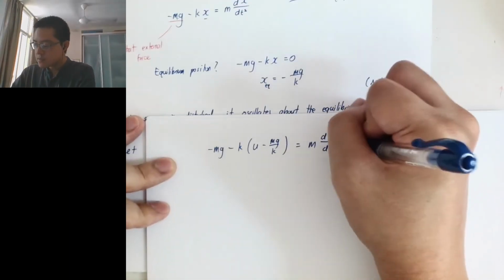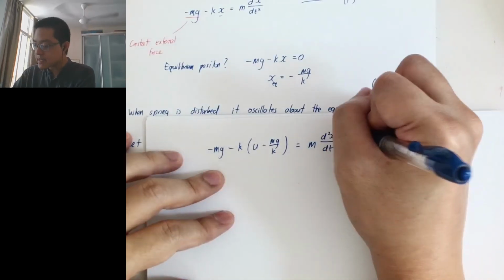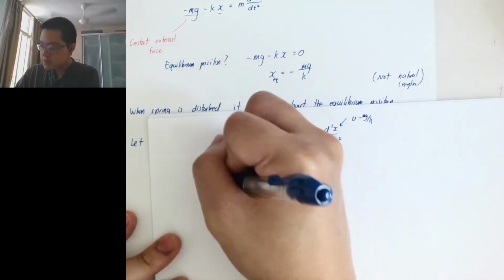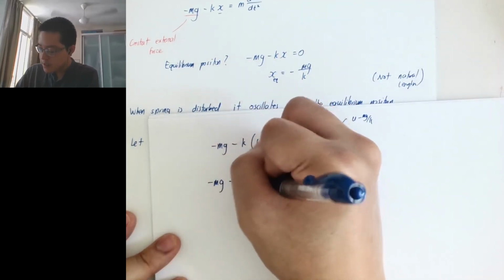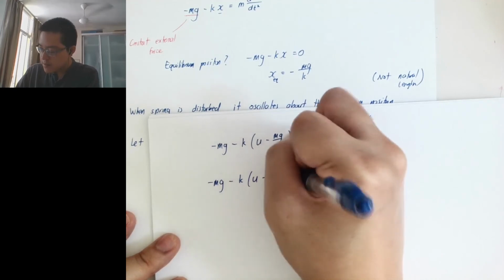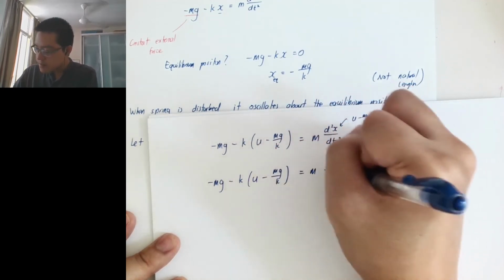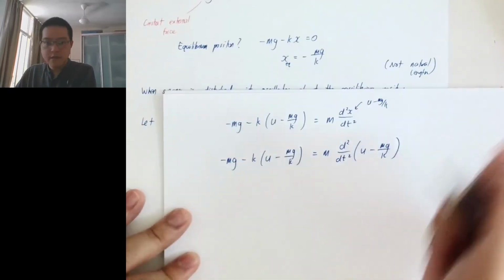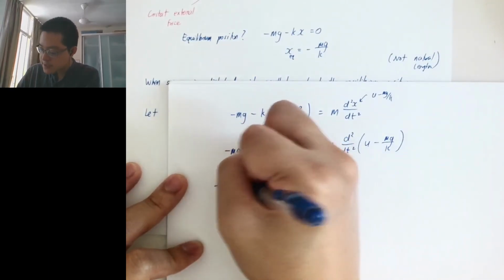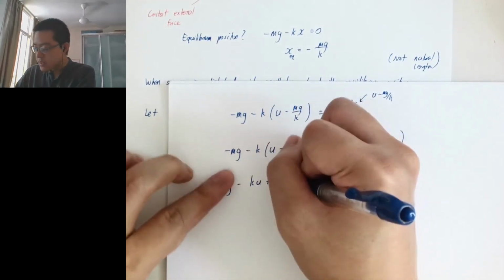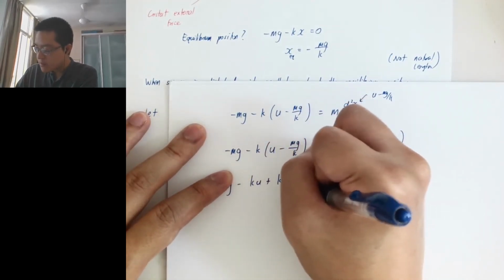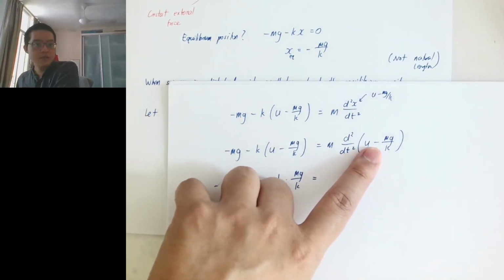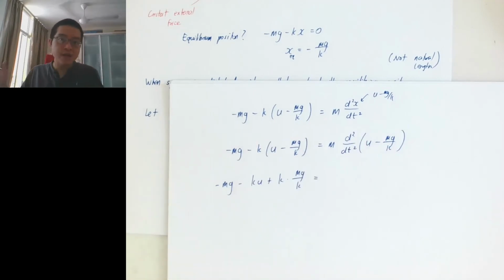Like this, over here. Oh yeah, so x is also substituted. I forgot. So this is u minus mg over k. So minus mg minus k times u minus mg over k, and then m times the second derivative of u minus mg over k. Right? So let's expand and simplify this equation. I got ku plus k times mg over k, and on the right hand side I'm differentiating u minus a constant. So this is a constant, and if I differentiate the constant, it will disappear.